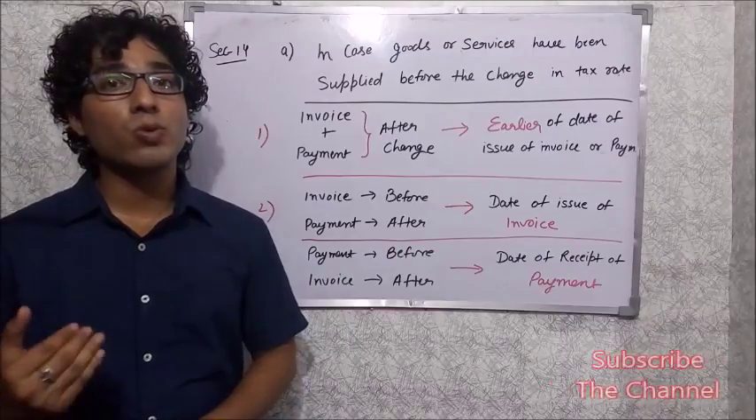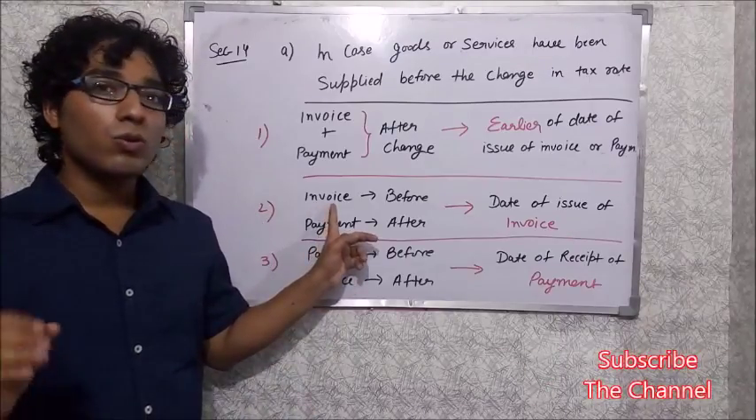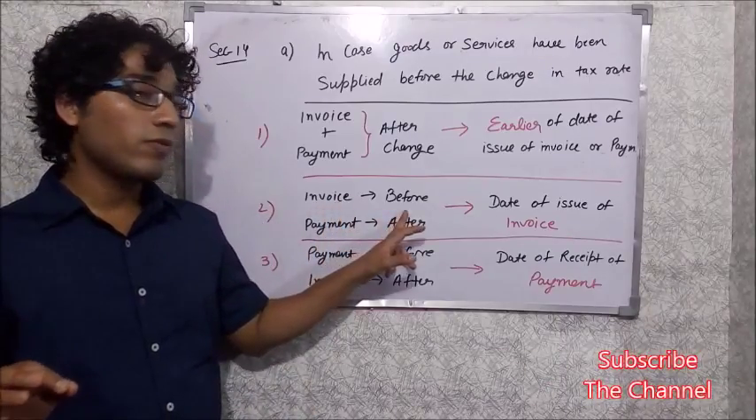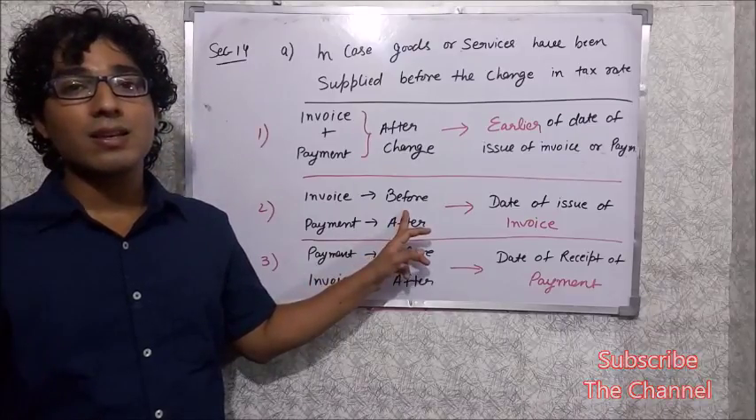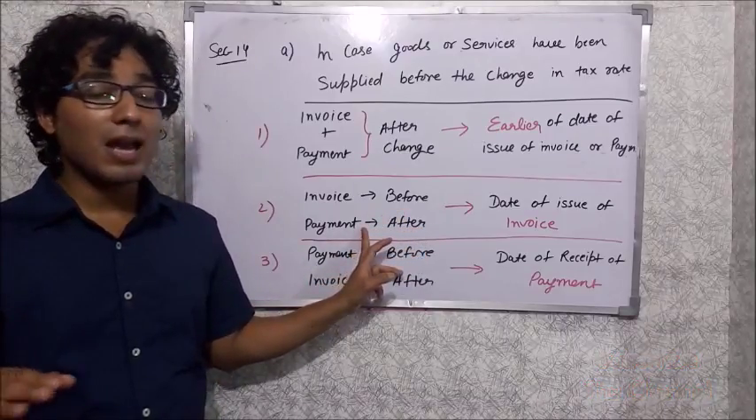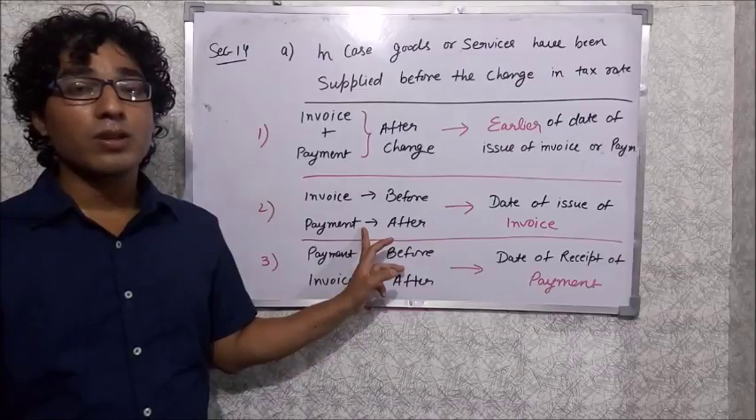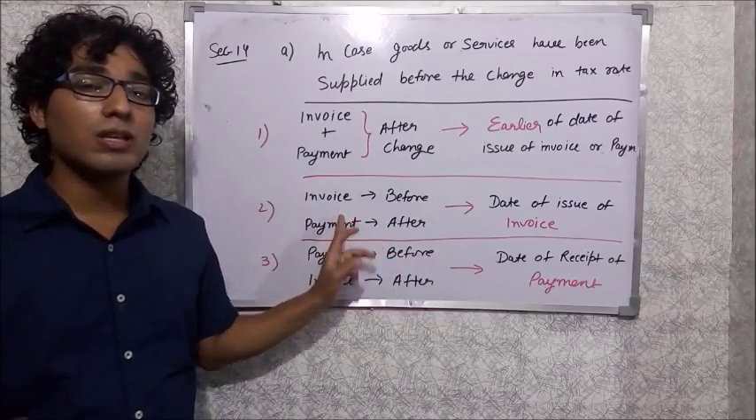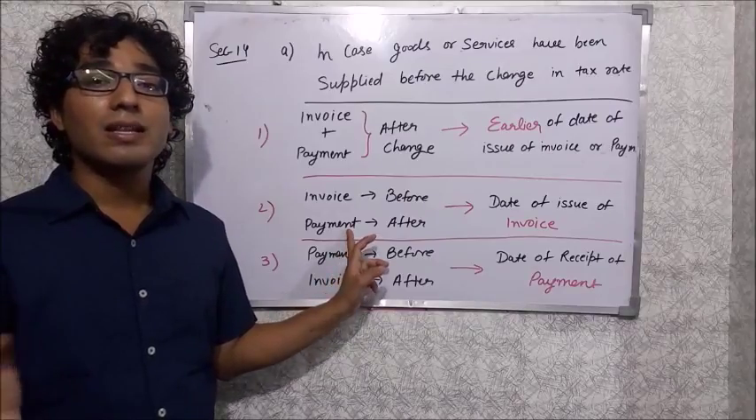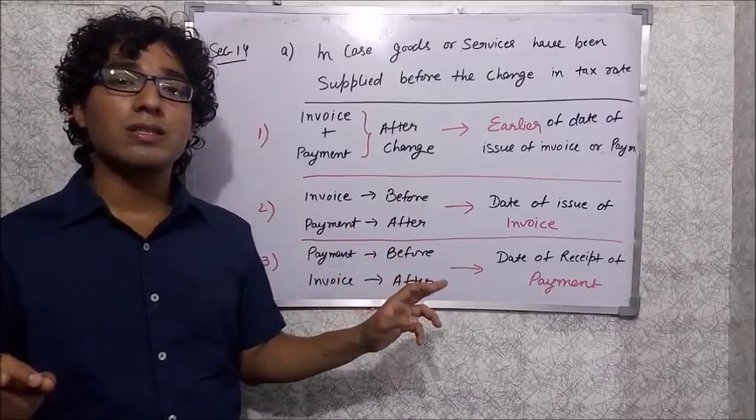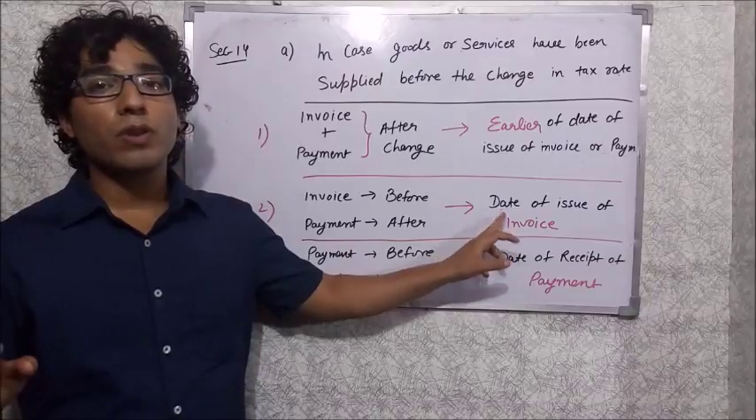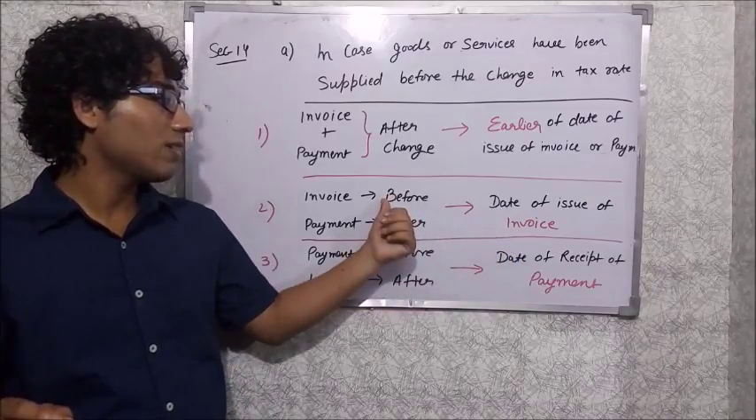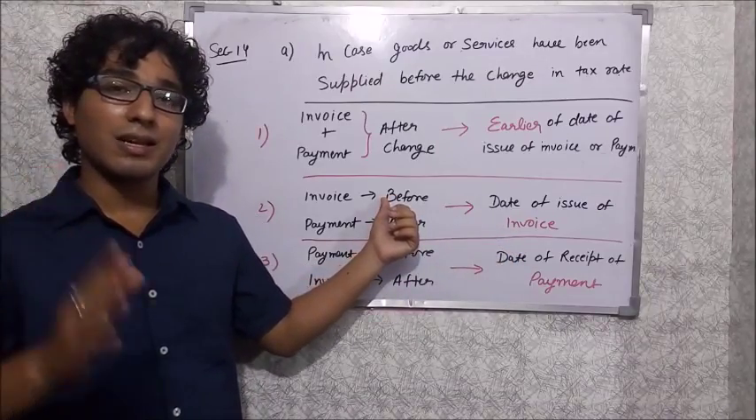And the second sub situation is when you issued the invoice before the change in rate of tax, but you receive the payment after the change in rate. So when you issued the invoice before the change and you receive the payment after the change, then the time of supply of goods or services will be the date of issue of invoice, which is before the change in tax rate.